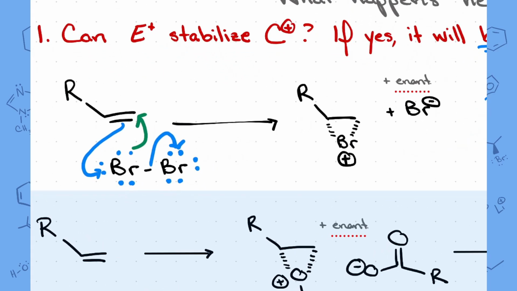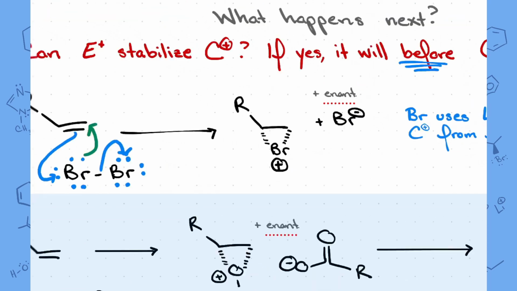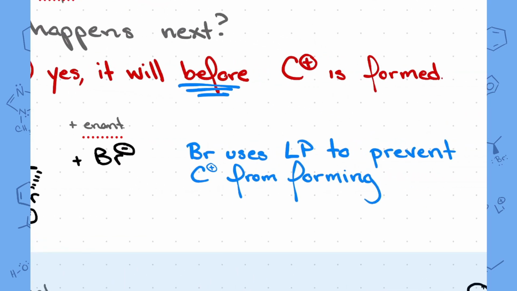But if your electrophile happens to have a lone pair, instead of just breaking the bond of the electrophile, that lone pair will come and satisfy that carbocation before it can even form. Because this bromine is one atom, it has either both wedges or both dashes on either carbon where the alkene was. So in this case, bromine uses its lone pair to prevent a carbocation from forming.